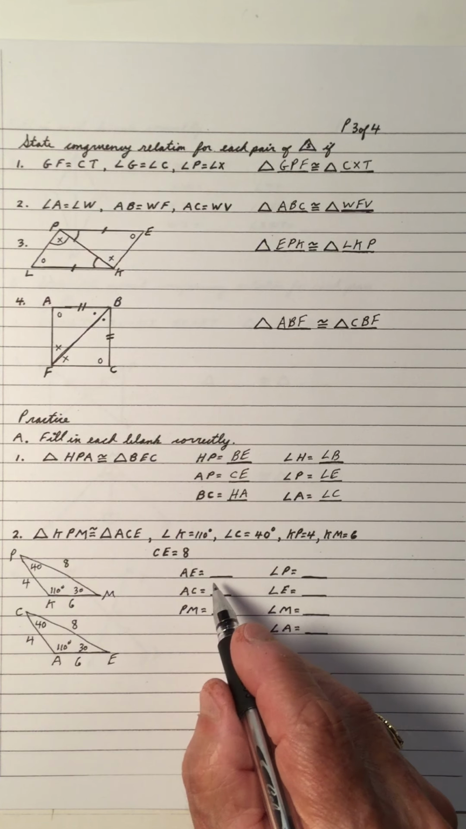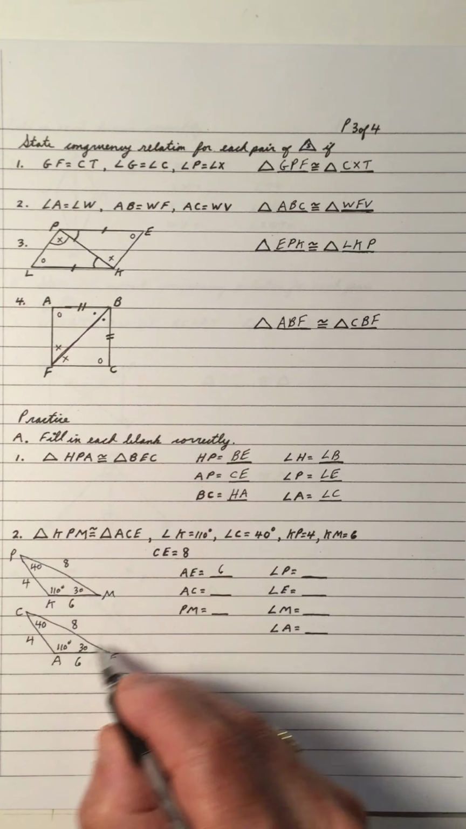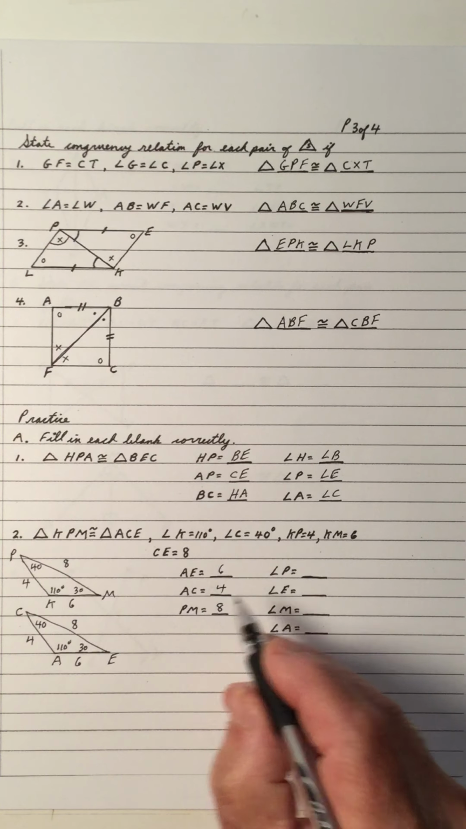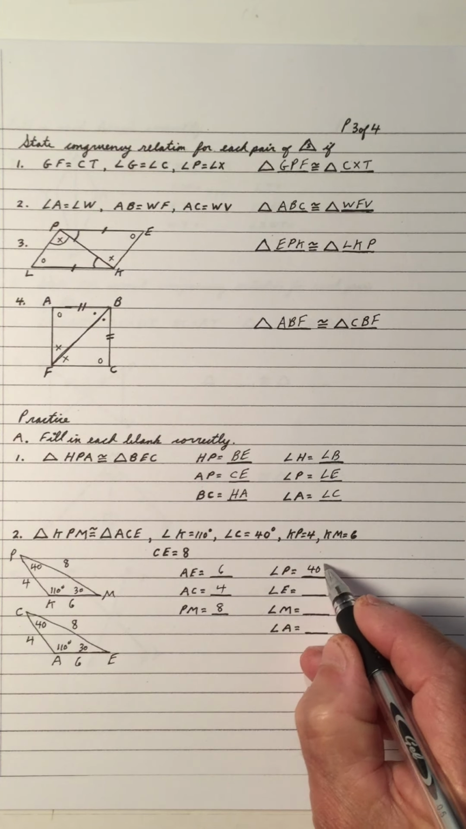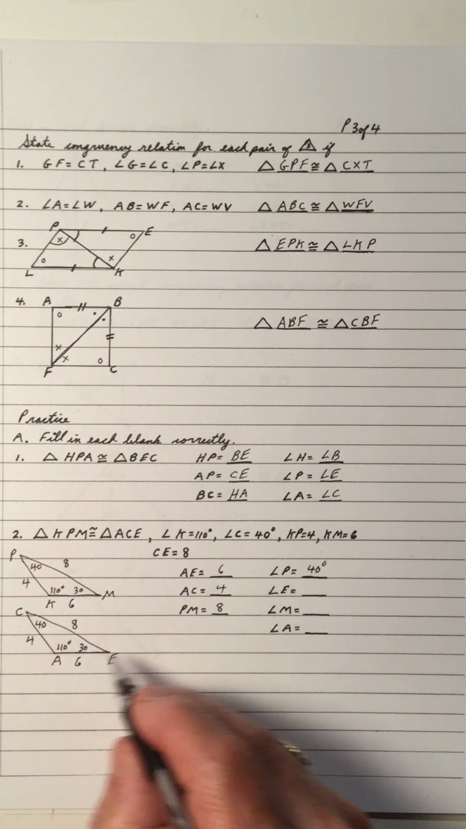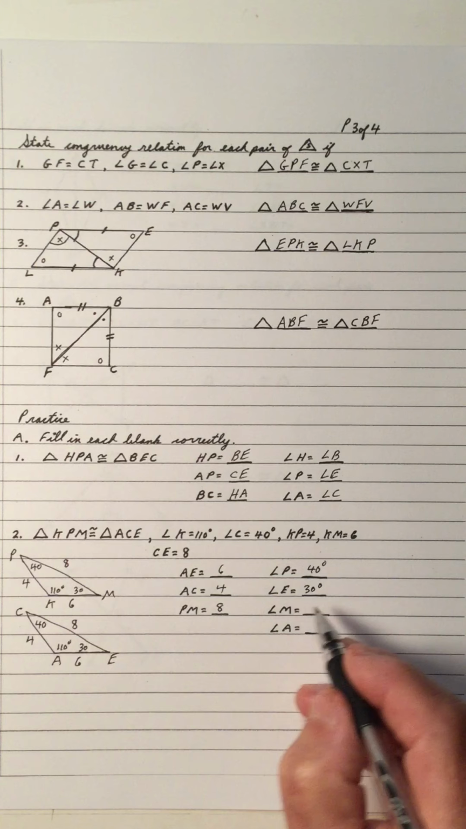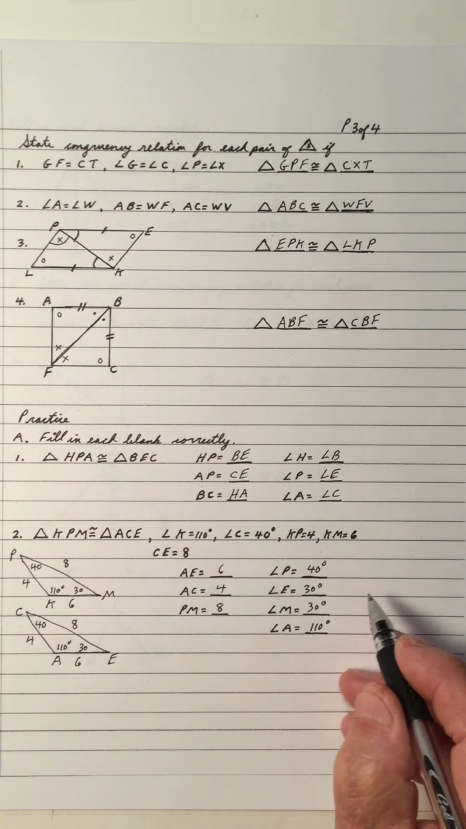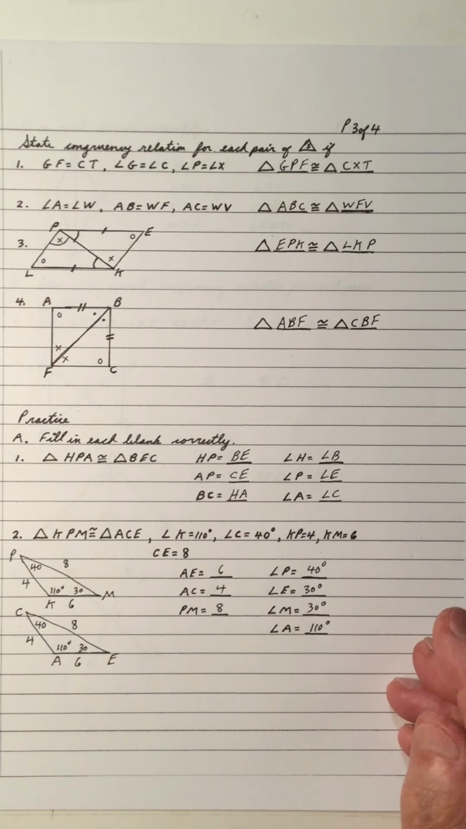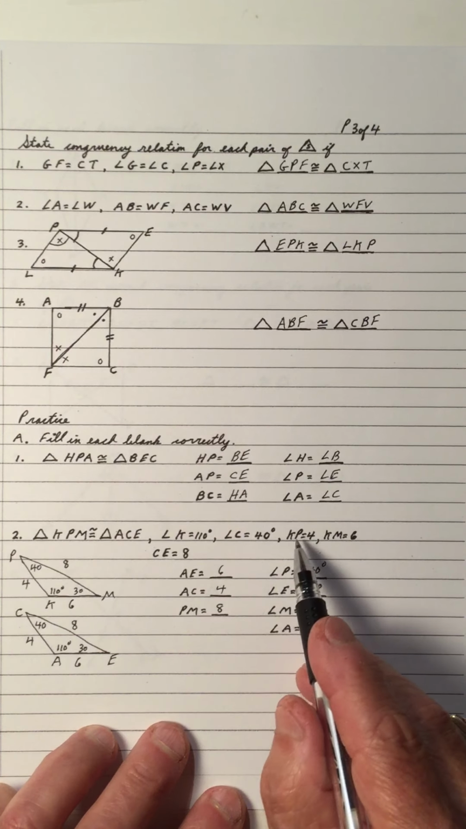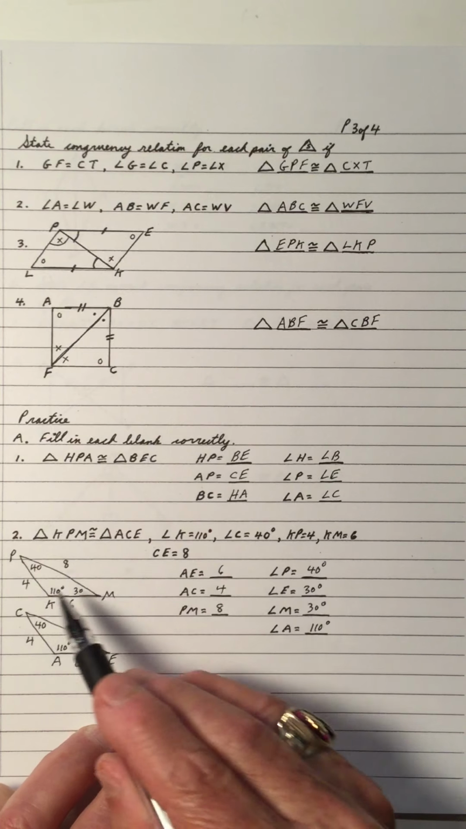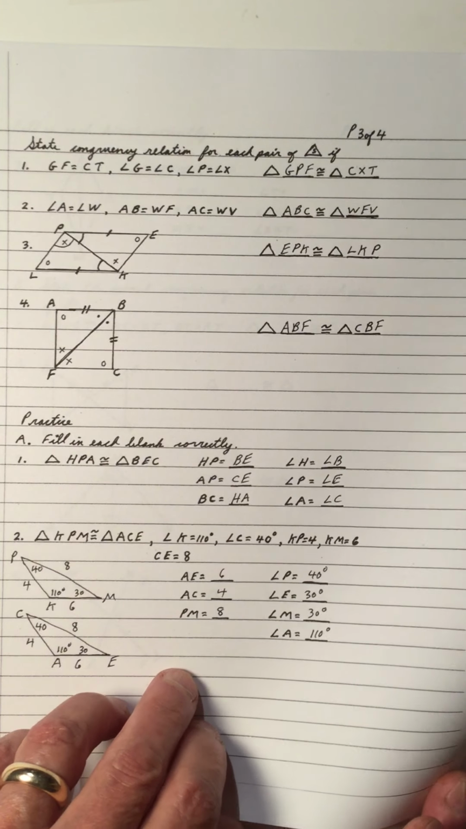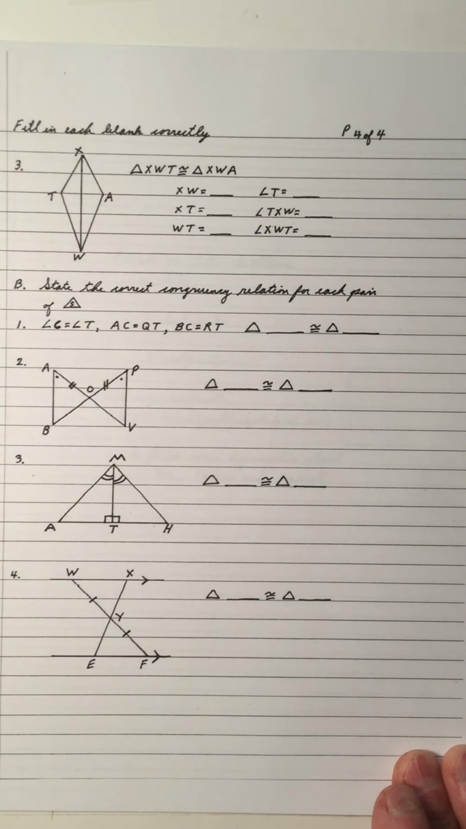Now we can fill them all in. We have AE is 6, AC is 4, PM is 8. Angle P is 40, angle E is 30, angle M is 30, and angle A is 110. So we filled in all the corresponding sides are equal, all the corresponding angles are equal. So notice in this one, to do it right and not make a mistake, draw one triangle congruent to the other and fill in their letters, and then it works that way. I find that an easy method to work.